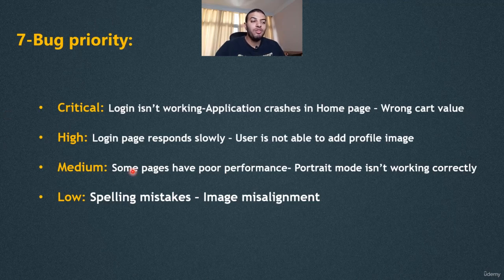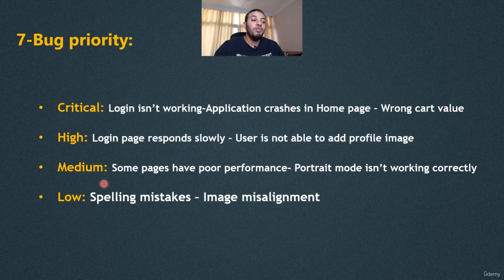Then we have high priority defects. For example, the login page responds slowly. So this is something related to performance, but it is important. Or the user is not able to add a profile image. So this is not critical because adding a profile image is not the most important feature in many applications. So we can say that it is a high priority defect.